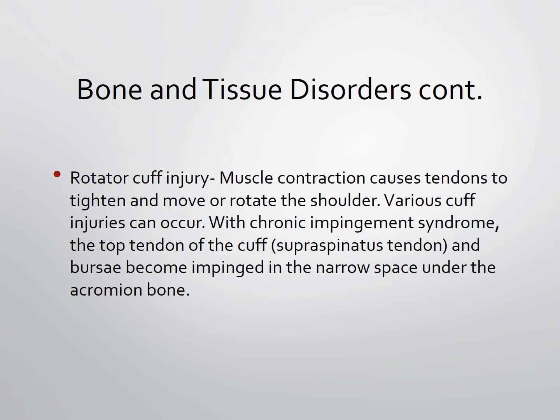And there's so many different injuries. Do they have a chronic impingement syndrome? That's when the top of the tendon of the cuff and the bursa become impinged in a narrow space under that acromion bone. So it's not just something that happens really quickly, unless it's a big injury that they've had, a trauma. But I've had a lot of patients with arthritis, and it takes time. They've tried everything: physical therapy, pain management, and they get to the point where they have to have elective surgery because it's just so painful and they can't do their ADLs and have a good quality of life.